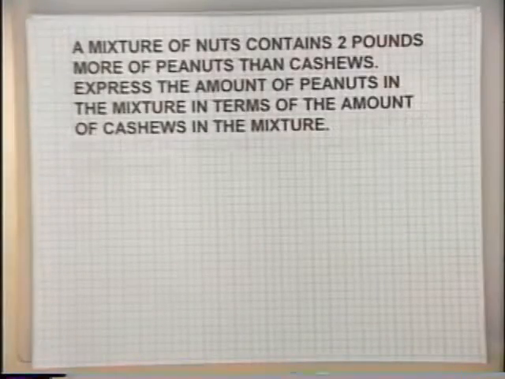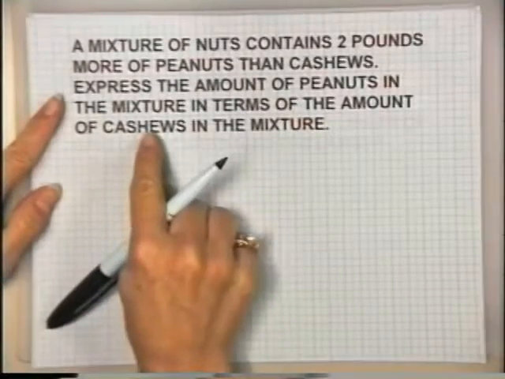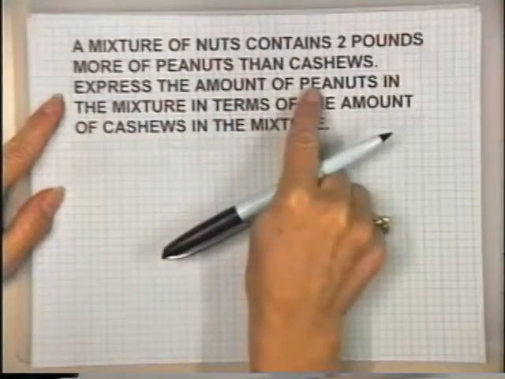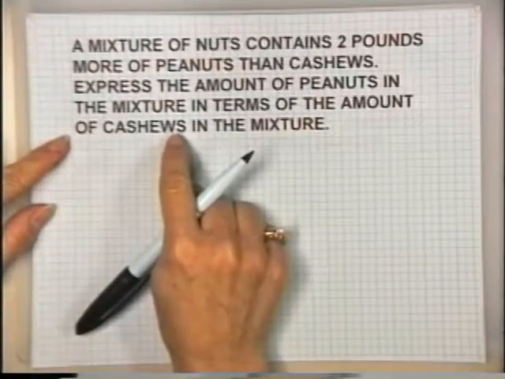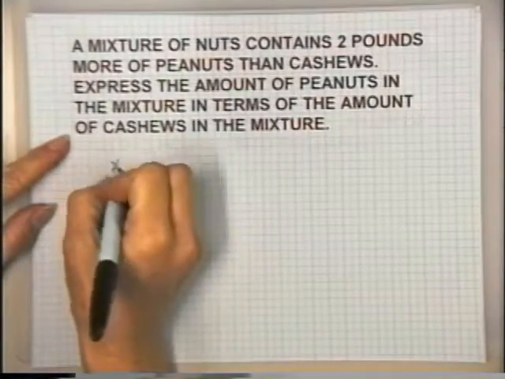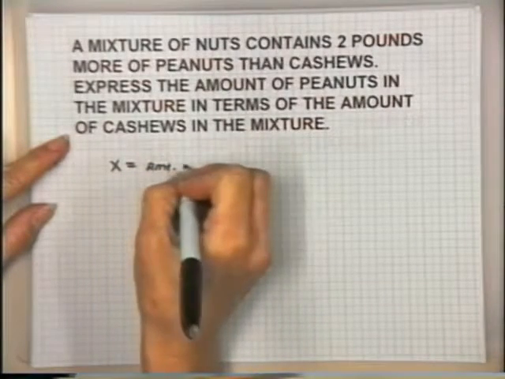A mixture of nuts contains 2 pounds more of peanuts than cashews. Express the amount of peanuts in the mixture in terms of the amount of cashews in the mixture. Notice in this sentence, we want to express peanuts in terms of cashews. That tells us then that we want to choose our variable x to represent the amount of cashews.